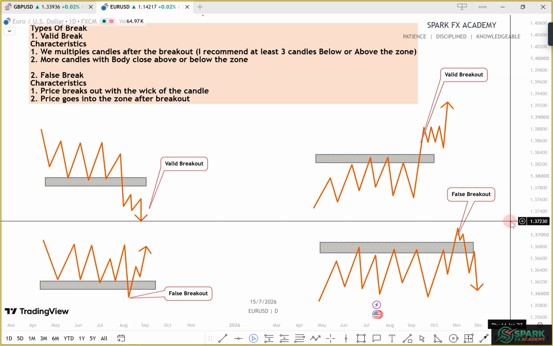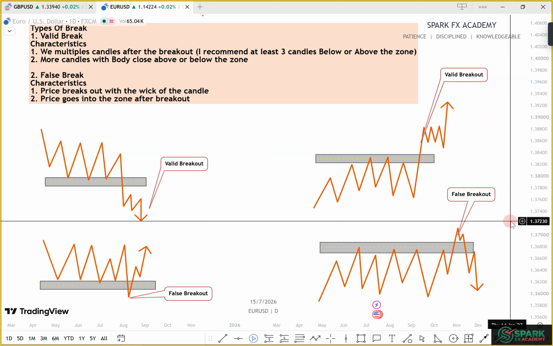Yeah, so zones that you can use, for instance, your point of interest, probably your order block, your supply or demand. These are zones. If you remember during the beginners class, we talked about support and resistance. That is a zone also.